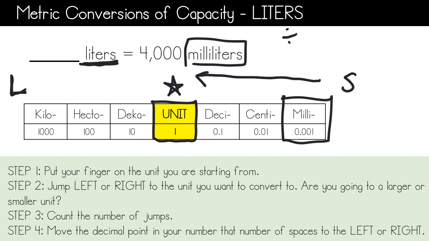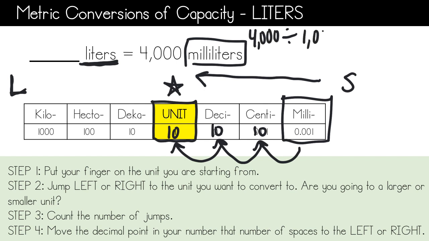Let's see how many jumps we have. 1, 2, 3. 3 jumps. So we have 10 times 10 is 100 times 10 is 1,000. So we need 4,000 divided by 1,000, and that will give us our answer. The zeros cancel out. 4 divided by 1 equals 4.